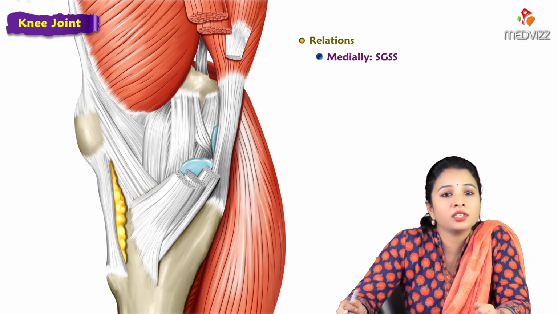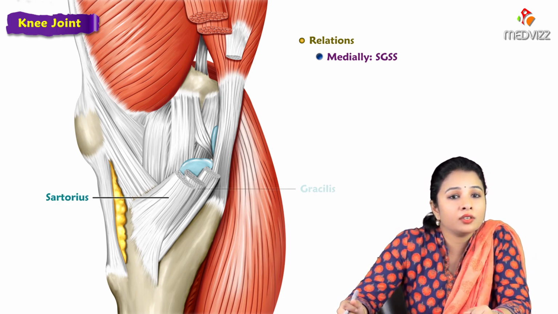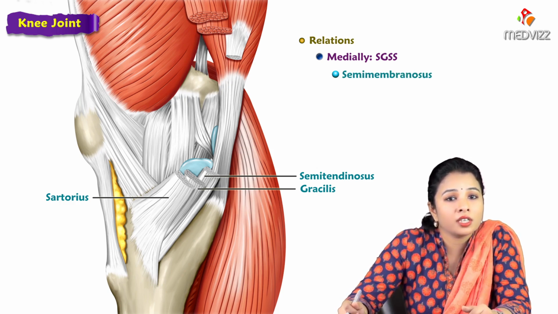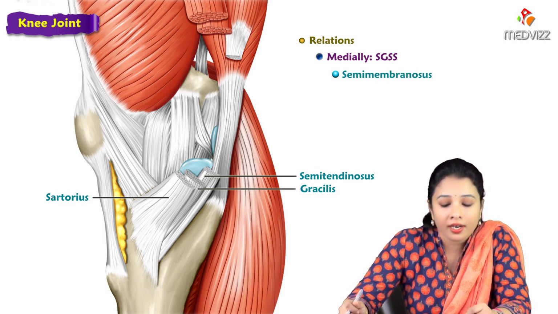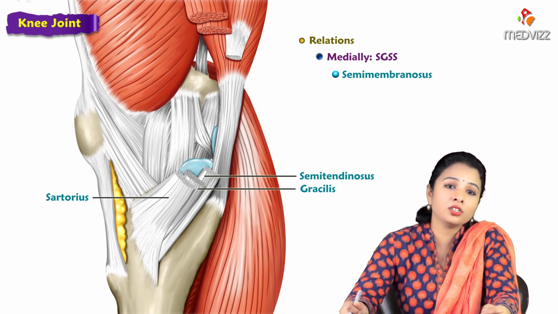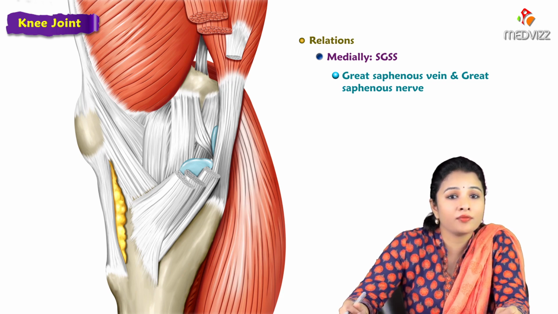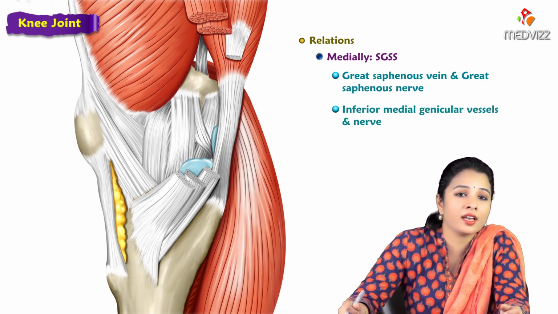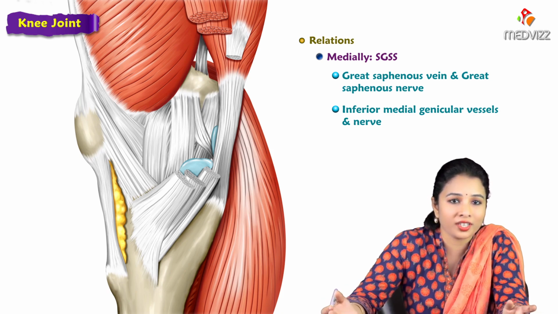Medially, you can remember the short form SGSS. S stands for sartorius, G for gracilis, again S for semitendinosus. All three are pes anserinus muscles, and it is also related to semimembranosus. Apart from these four muscles, medially the knee joint is related to the great saphenous vein and saphenous nerve, and to the inferior medial genicular vessels and nerve which supply the knee joint.